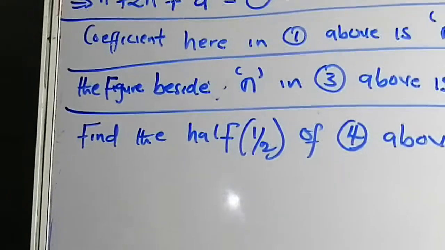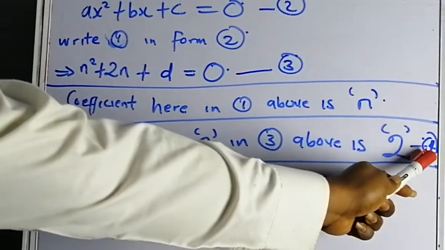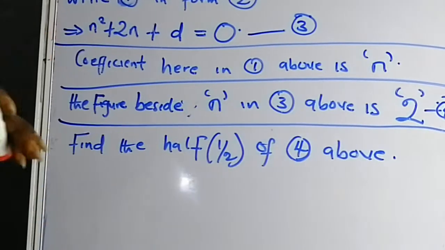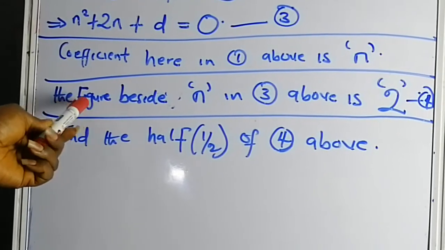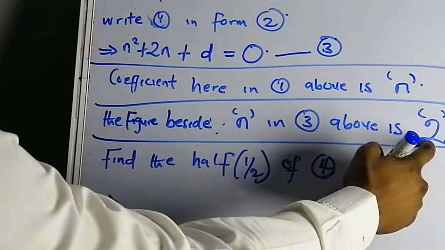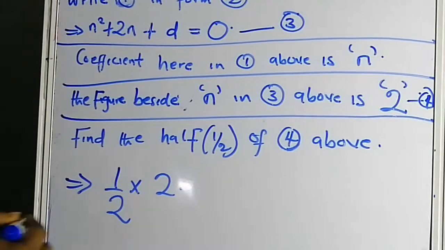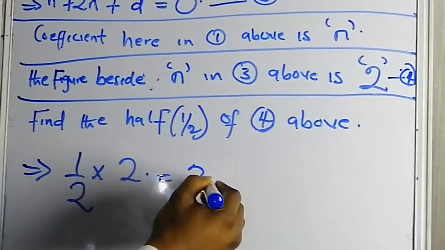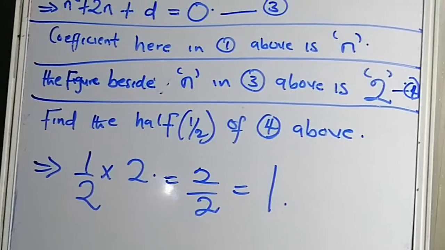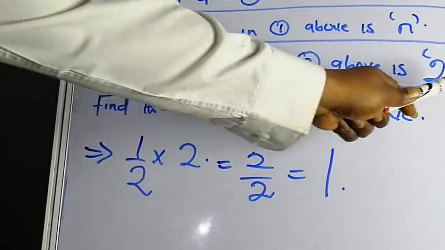Okay, so simple. The figure beside n in 3 above is what? 2. So we name it Equation 4. Then find the half of 4 above. The 4 above is the figure beside n. So it means I should find the half of what? Of 2, which is times 2 over 2, which equals 1. Do you see it now? 1. Find the half of 4 above, and this is equation 4.